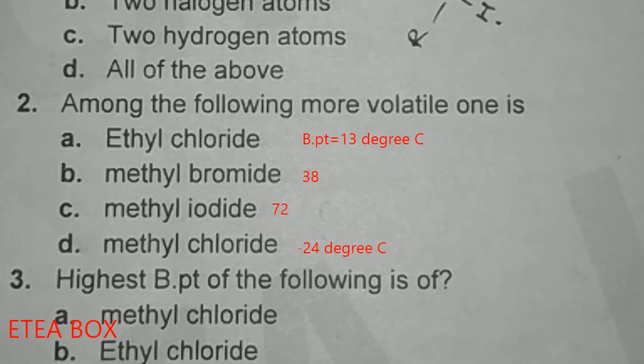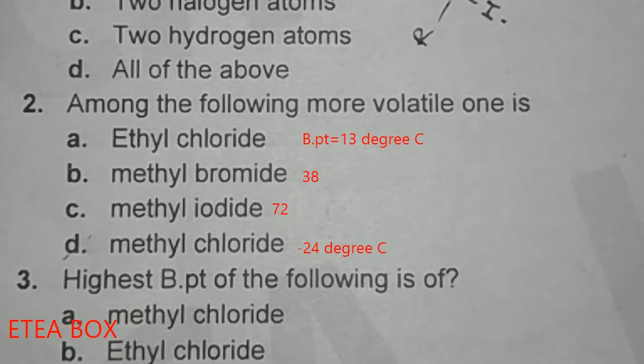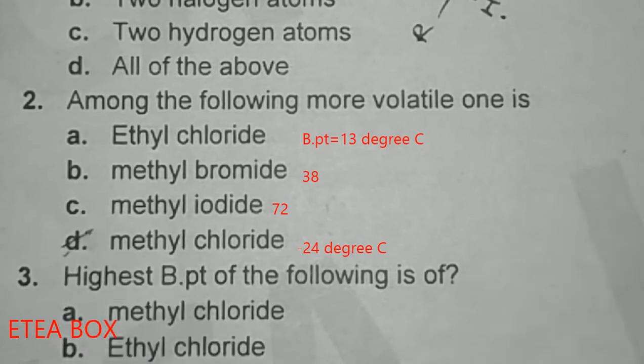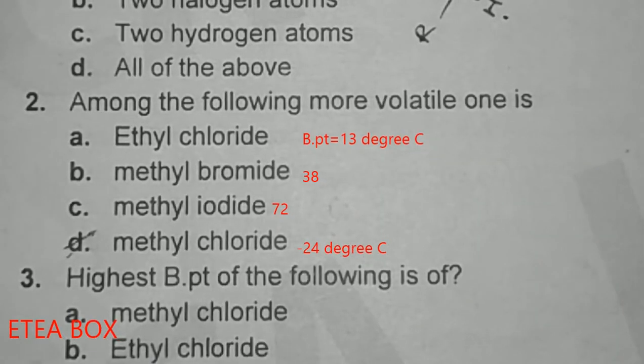Among the following, the more volatile one is methyl chloride. We know that the boiling point of methyl chloride is lower as compared to the others, so this one is the more volatile one.